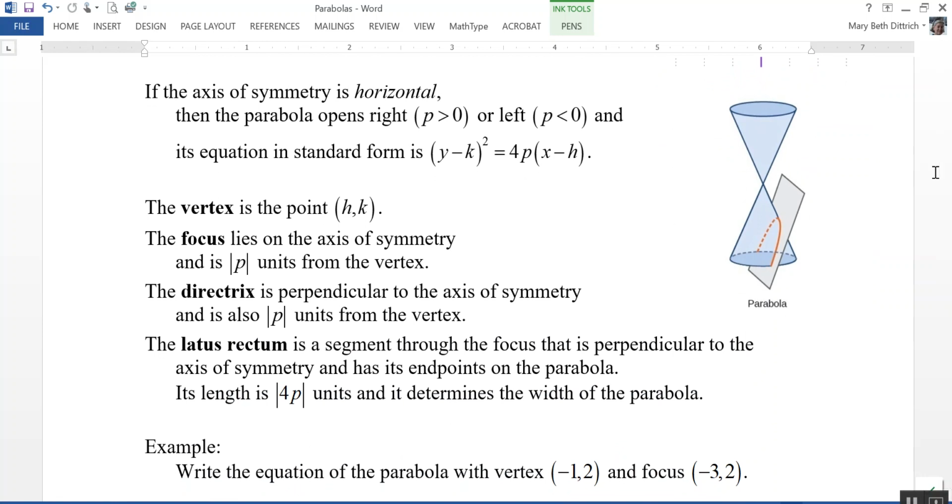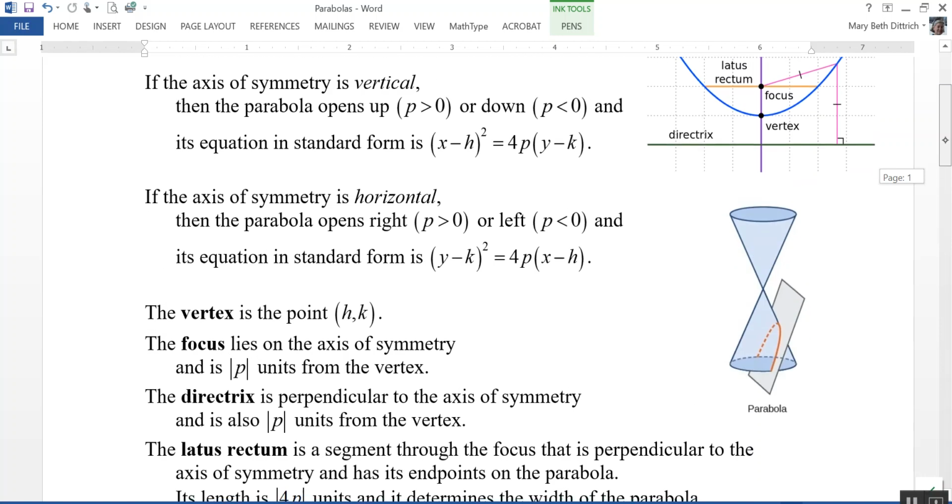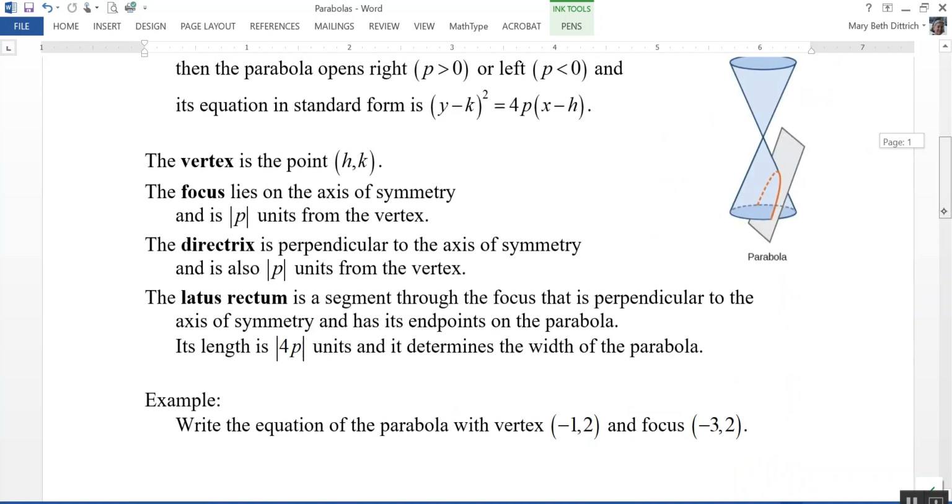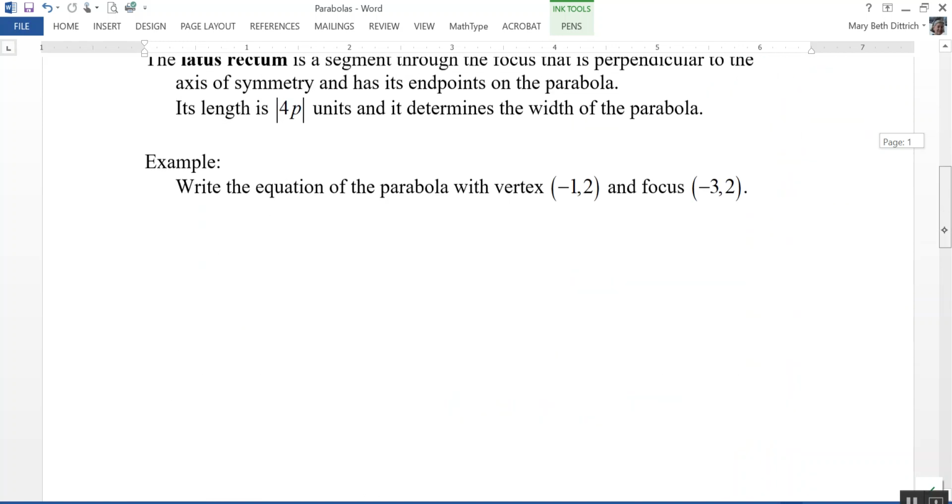The latus rectum is a segment that goes through the focus that is perpendicular to the axis of symmetry and has its endpoints on the parabola. Its length is the absolute value of 4p units, and it determines the width of the parabola. So this orange segment here is the latus rectum. Notice that it has its endpoints on the parabola, it goes through the focus, and it's perpendicular to the axis of symmetry. The length of the latus rectum is going to tell us how wide or how narrow the parabola is.